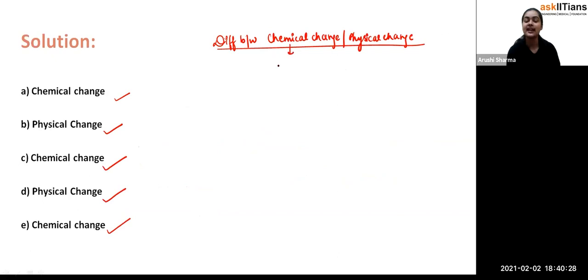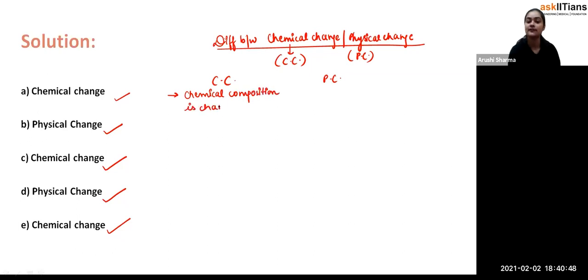So, what I can say, chemical change is CC and physical change is PC. Okay, for the short form, CC and PC. So students, in the chemical change, what we have observed is that the chemical properties are changing, the chemical composition is changed. Fine. In the physical change, what we have seen is that only the physical properties are going to be changed.